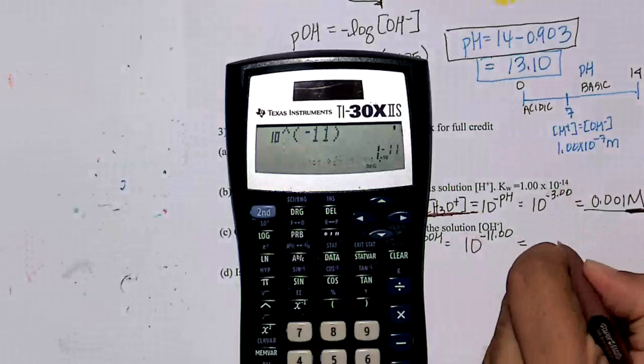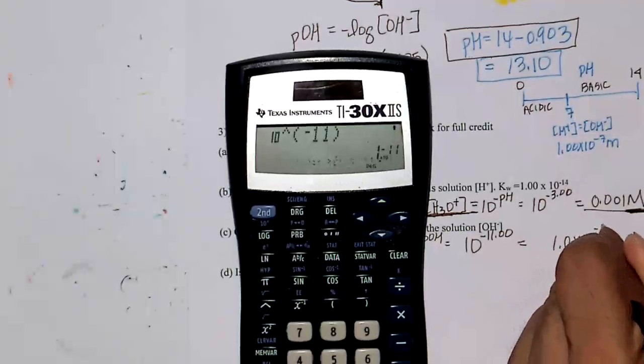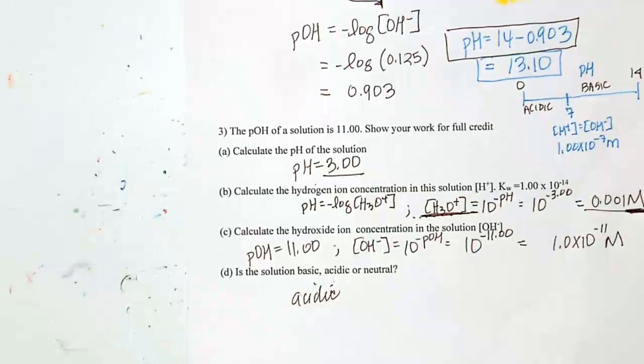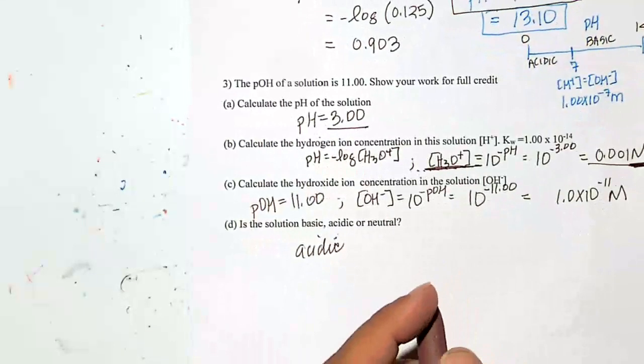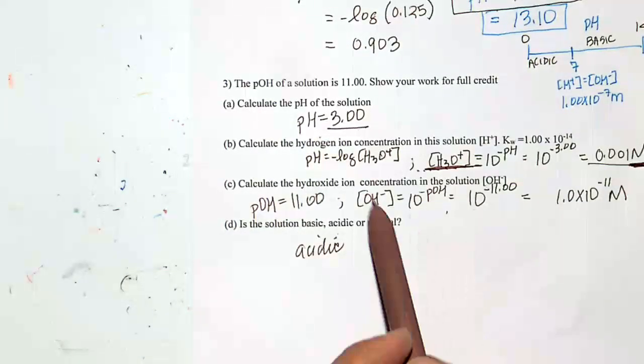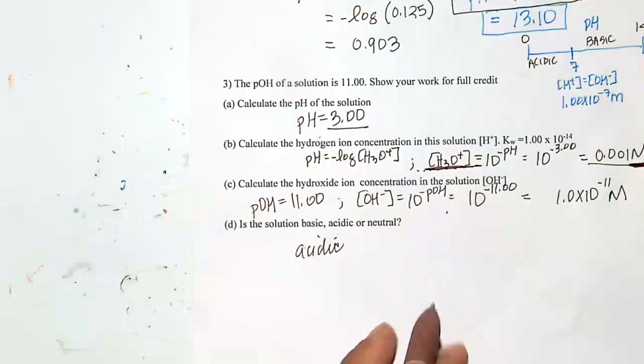And that's 1 times 10 to the minus 11. Okay, we're going to put in here units of molarity, units of molar. So that's a good one, Michael. You can calculate pOH and then do this back calculation to get the concentration.